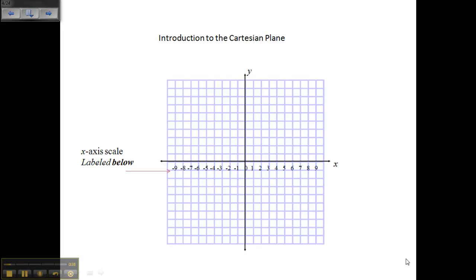Now the x-axis is always labeled with a scale, and this scale is always put below the bold line. You'll notice that at the very center, where the x-axis meets the y-axis, the x-axis has a scale value of 0. To the right of this point, the values are increasing by increments of 1. And to the left of this point, the values are decreasing.